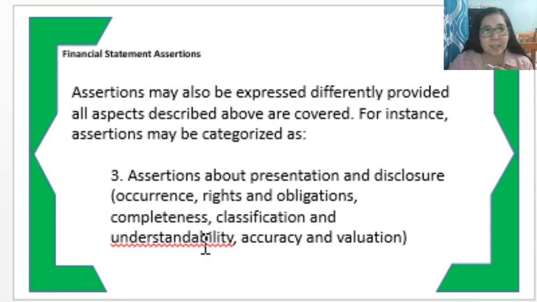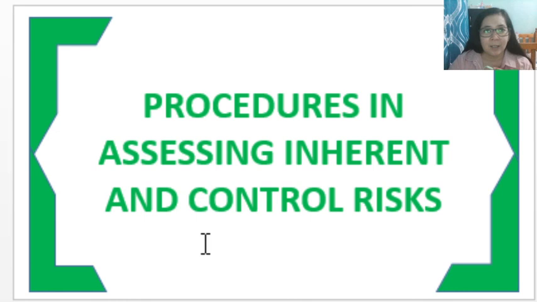Okay, another is assertions about presentation and disclosure. So they can add and separate these assertions about presentation and disclosure. So they can, or the auditor can include here assertions about occurrence, rights and obligations, completeness, classification, even understandability. Okay, as well as accuracy and valuation. So those are the different categories of the assertions.